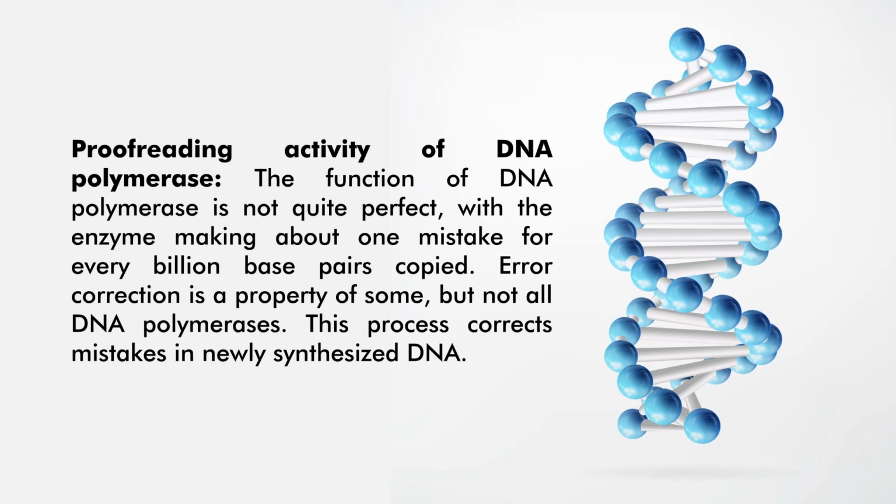Now the next question is, what is proofreading activity, or what is fidelity? An error correction by the 3' to 5' exonuclease activity of DNA polymerase I is known as the proofreading activity of DNA polymerase. The function of DNA polymerase is not quite perfect, with the enzyme making about 1 mistake for every billion base pairs copied. Error correction is a property of some but not all DNA polymerases. This process corrects mistakes in newly synthesized DNA.